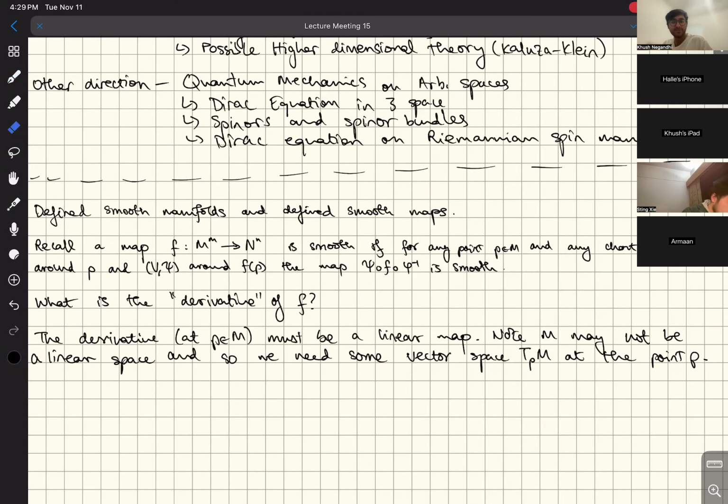Okay, are there any questions for why we need a vector space at each point on M? Because this is a very abstract concept. It's a very confusing concept. So are there any questions on this?